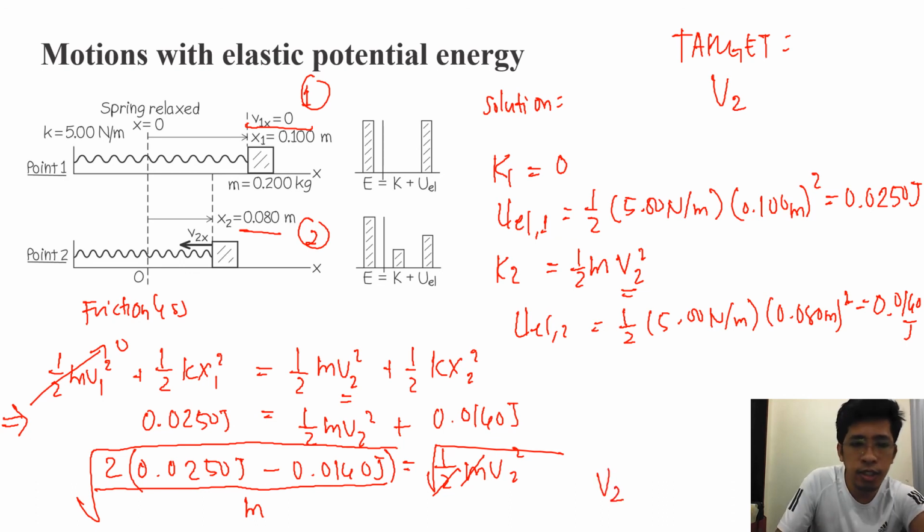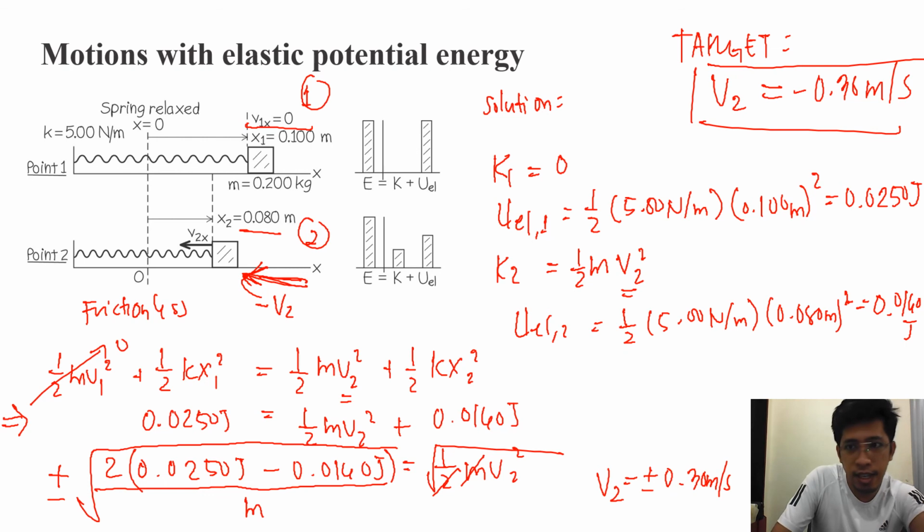And take note here that this is a positive and a negative root, but we're going to use the negative v2 because your glider moves to the left. So here your v2 should be negative. You can solve this one, and the roots are positive and negative 0.30 meters per second. But again, we are going to use the negative root because it moves to the left. So thus here, your v2 is equal to negative 0.30 meters per second. If instead your glider moves to the right, we use the positive root of your answer.